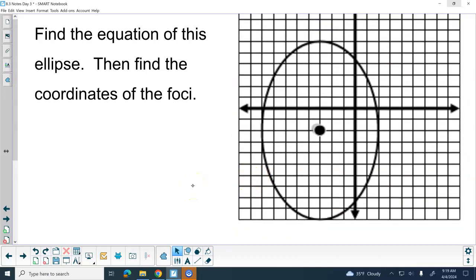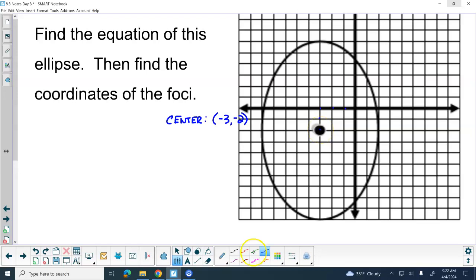Hopefully that makes it easier to see in the back. First off, where is the center? Center is at -3, -2. I would concur. 1, 2, 3, 1, 2. Yep, I would concur. Okay.